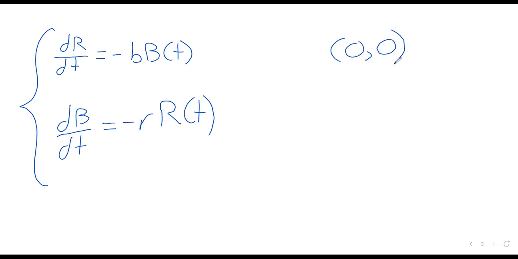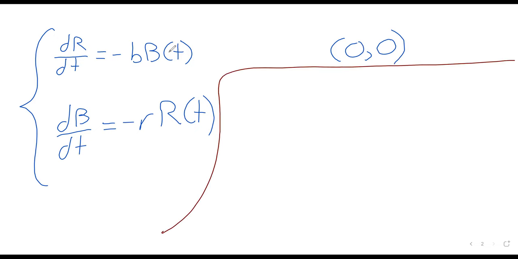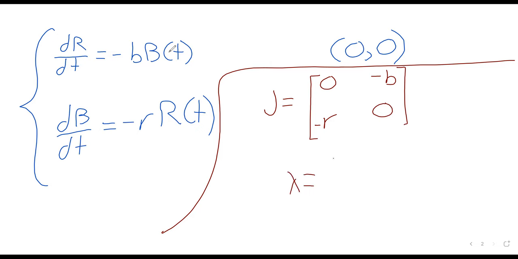And this fixed point, maybe next time I should move these sections around to put this right after the predator-prey stuff, because this is a fixed point where we can use the Jacobian, unlike the last few examples. The Jacobian at this fixed point is this, and the eigenvalues are plus or minus the square root of rb.